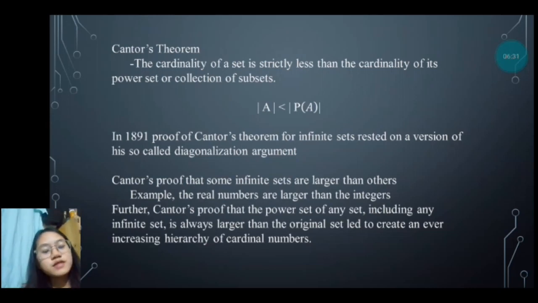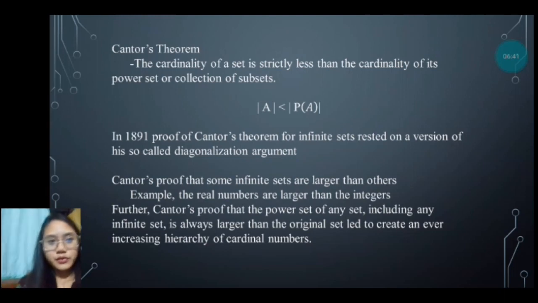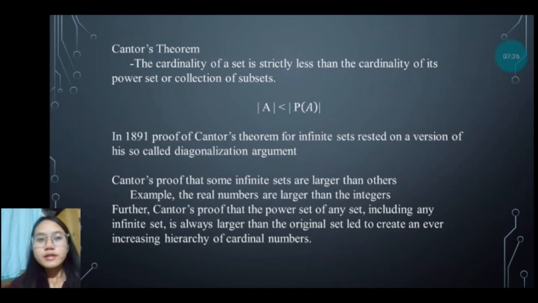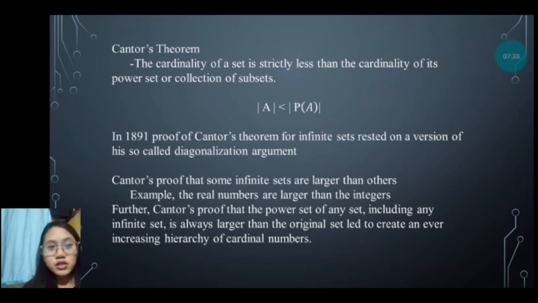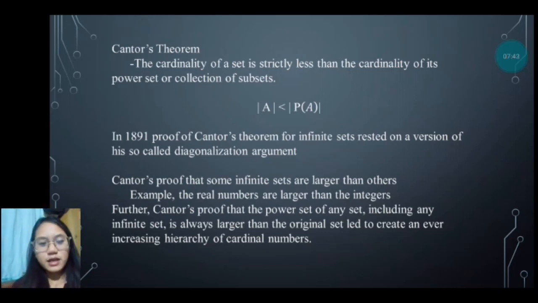The diagonalization argument proves that the set of real numbers is uncountable. It is Cantor's proof that some infinite sets are larger than others. For example, the real numbers are larger than the integers. As we all know, real numbers consist of integers, rational, irrational, counting numbers, natural numbers, and whole numbers, while the integers only include the positive and negative numbers and also the natural numbers.